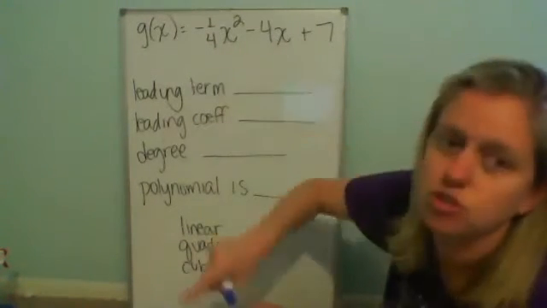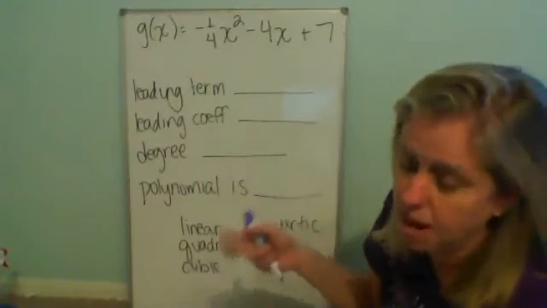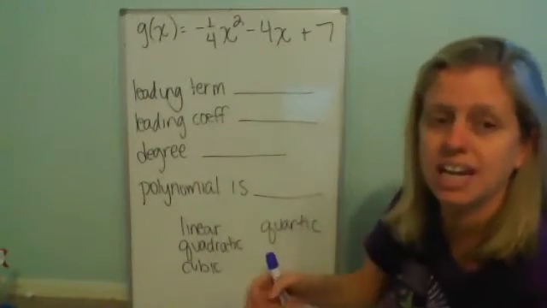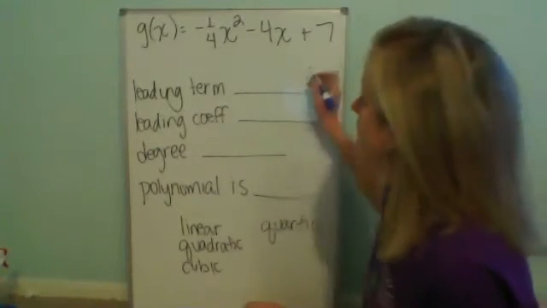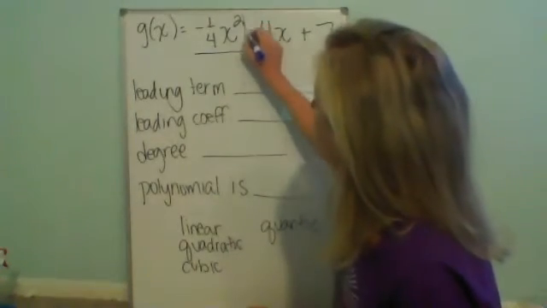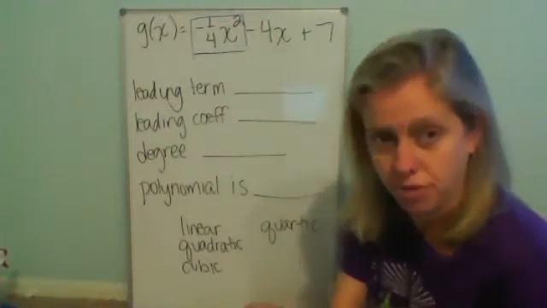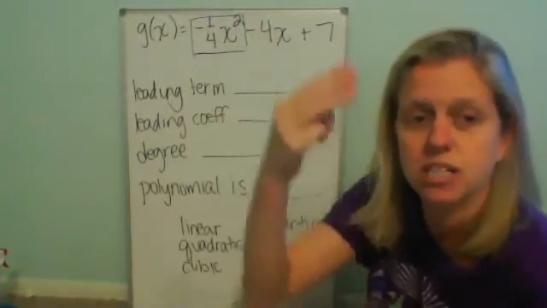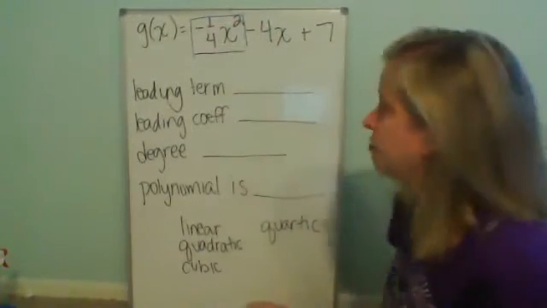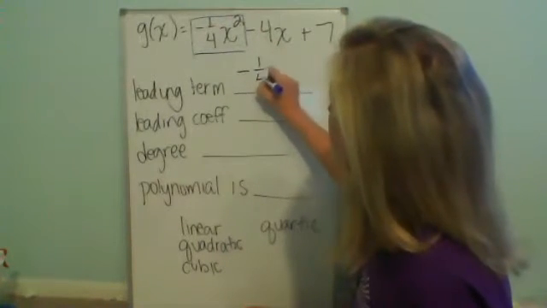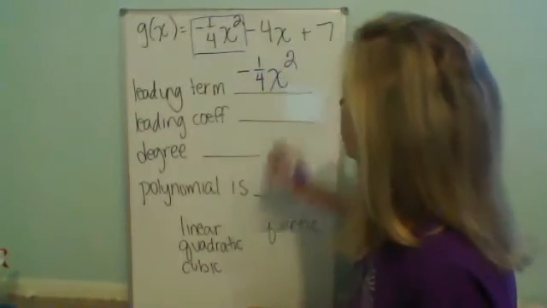So what it wants to know first is what is the leading term of this polynomial. What you're going to do, even sometimes they may or may not be in the right order, so you're going to make sure that the leading term is the term that has the highest exponent. So here is my leading term. The term is the whole thing. It's the coefficient, it's the letter, it's the exponent, it's the sign, it's everything. So the leading term is this whole thing, negative 1/4 x squared.